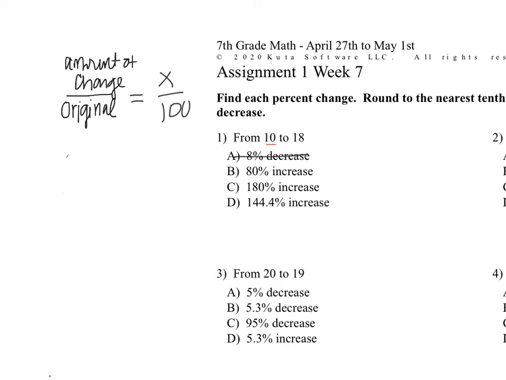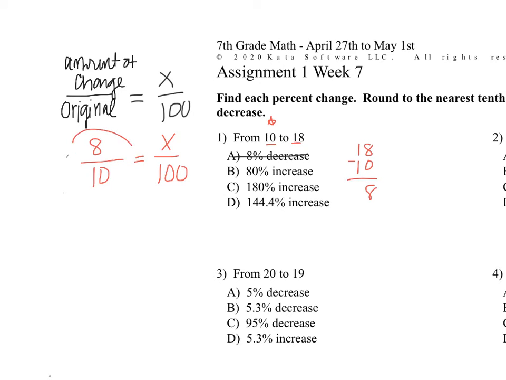So to figure that out, I can just subtract these two. 18 minus 10 is 8. So the amount of change that happened was 8. The original, the starting number, was 10. Okay, and we are looking for a percent, so this side is already done for me. That's how it should be every time, x over 100.